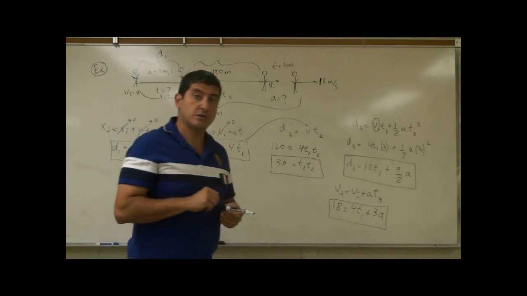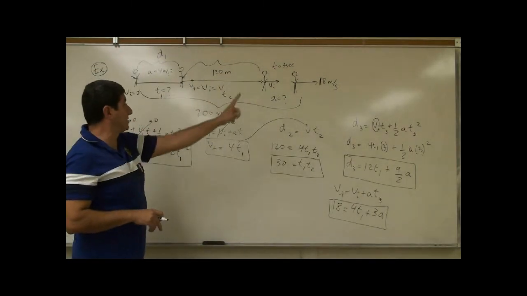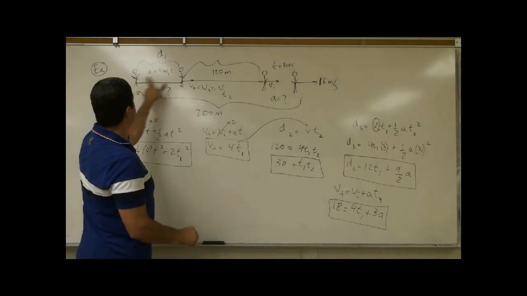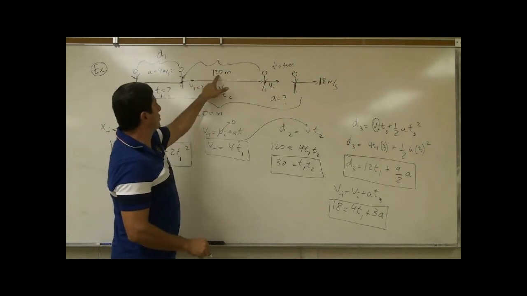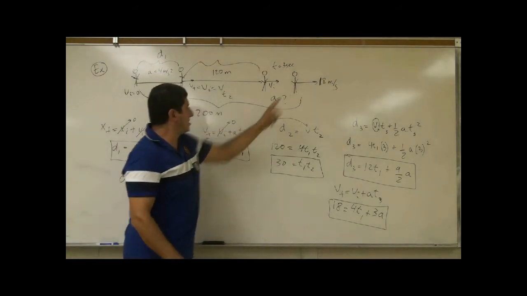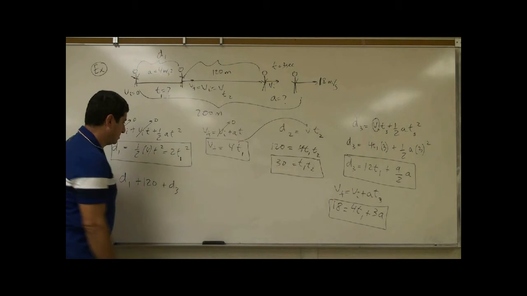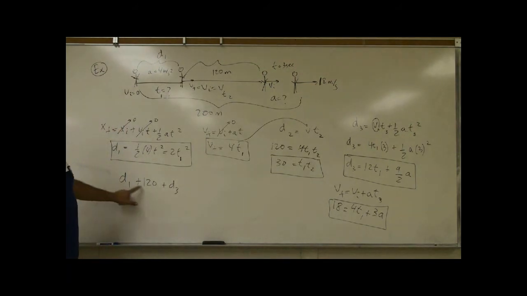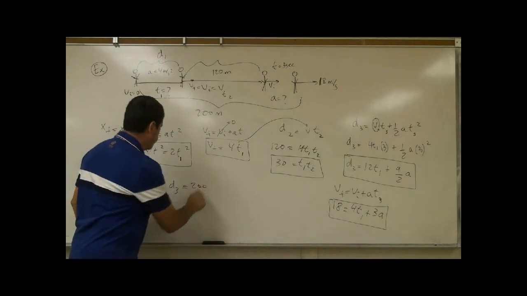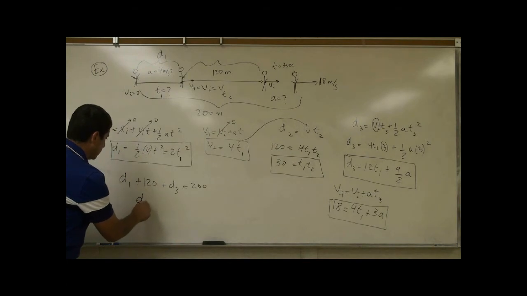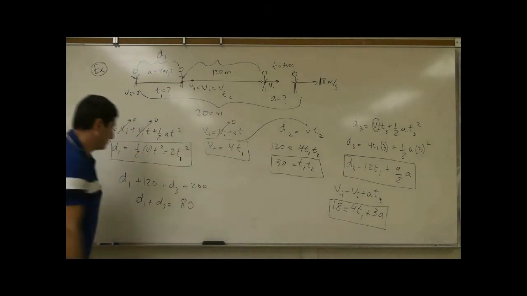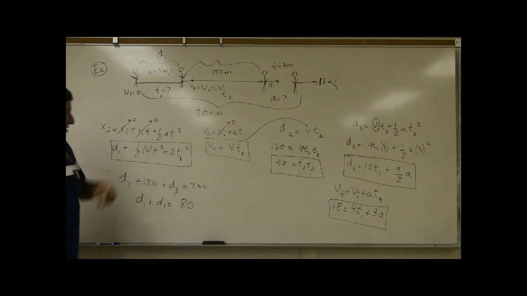What else do we know? The distance of the whole run is 200 meters. So D1 is this distance, plus the second distance is 120, right? Plus the third distance, d3, is equal to what? The distance here plus this distance equals the total distance of the race, 200. So therefore, d1 plus d3 equals what? 80. Okay? So we can get an equation from there.